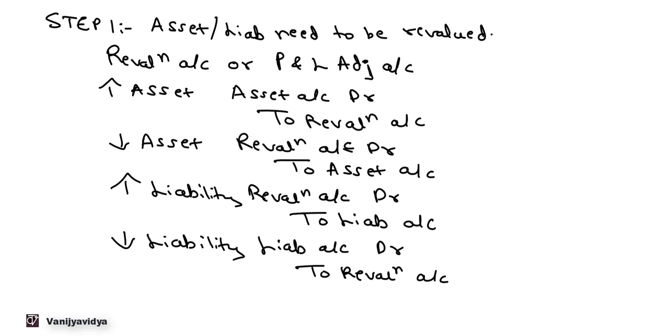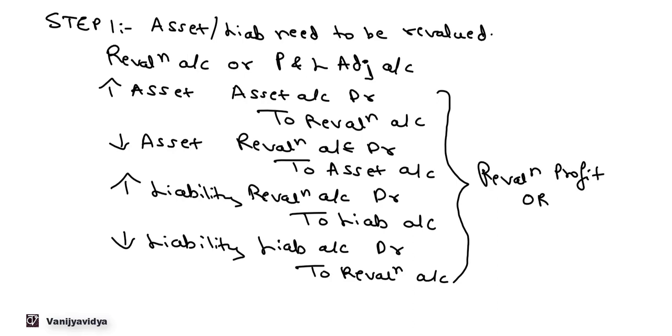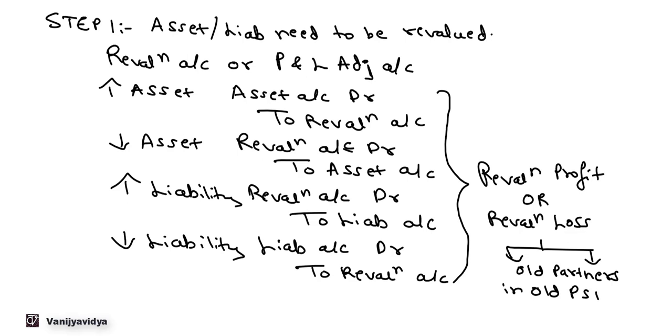So after revaluing all the assets, we also need to recognize the liabilities or the assets which were not recognized earlier. After revaluation of all these assets, there will be either a revaluation profit or a revaluation loss. Now this revaluation profit or loss needs to be distributed between the old partners in their old profit sharing ratio.